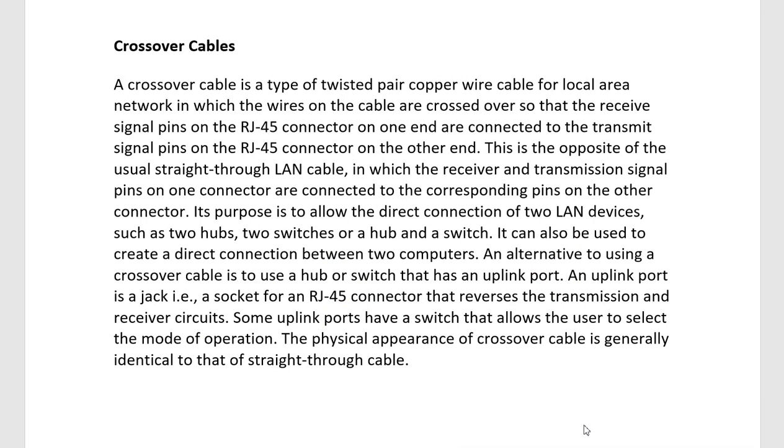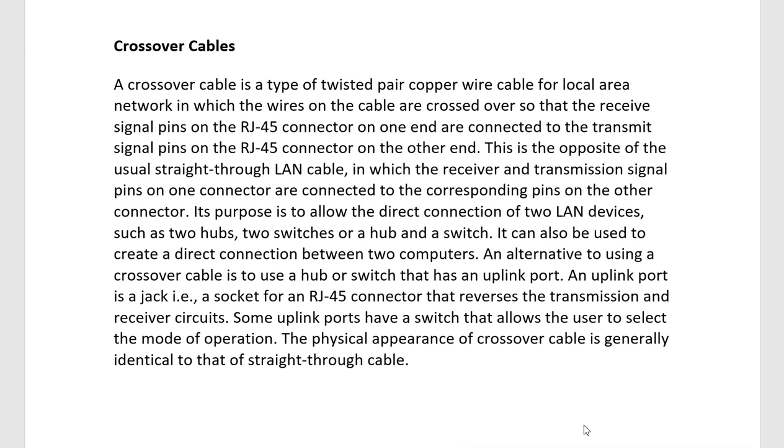Then we have crossover cables. This crossover cable is a type of twisted pair copper wire cable for local area network, in which the wires on the cable are crossed over so that the received signal pins on the RJ45 connector on one end are connected to the transmission signal pins on the RJ45 connector on the other end. This is the opposite of the usual straight through LAN cable, in which the receiver and transmission signal pins on one connector are connected to the corresponding pins on the other connector.